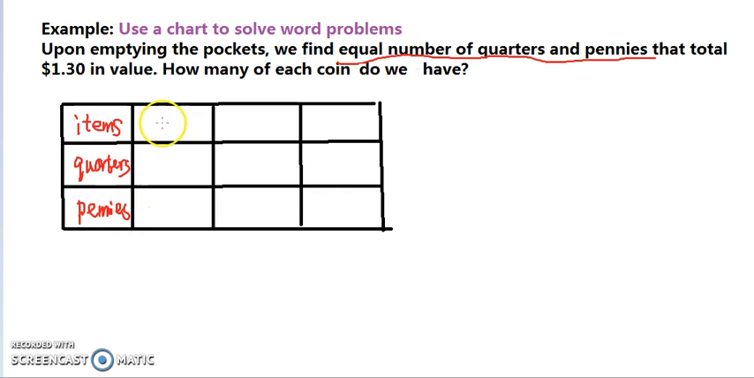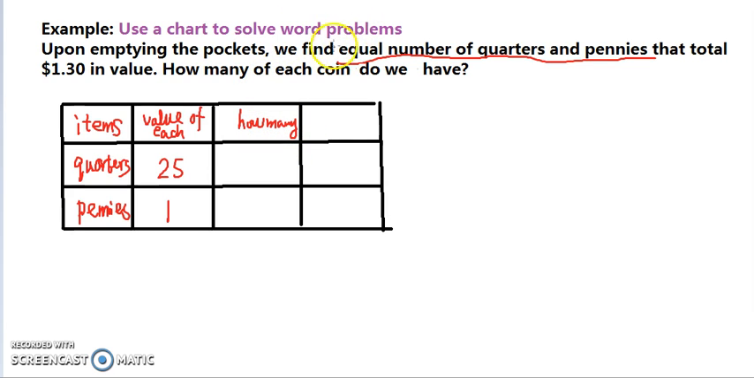And next, we're going to first write down the value of each, or you can put unit value. We know the value of each quarter is 25 cents, and the value of each penny is 1 cent. Next, we're going to write down how many we have.